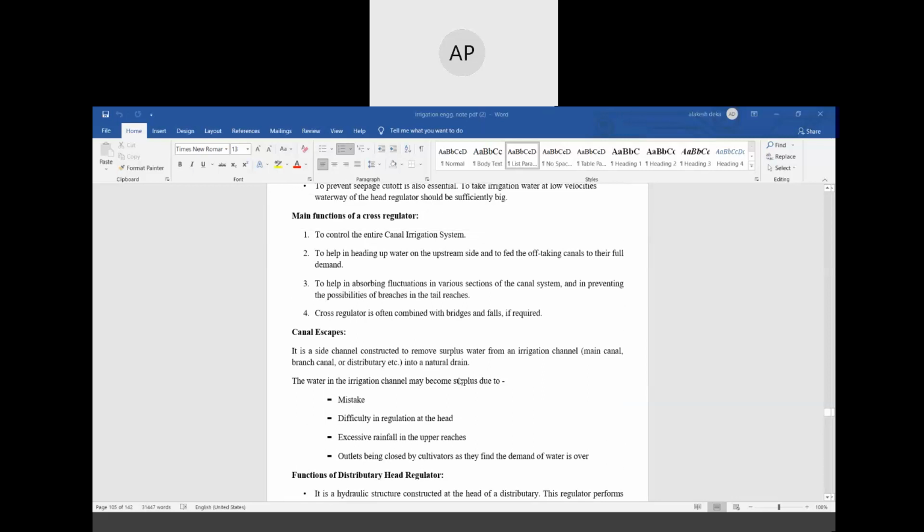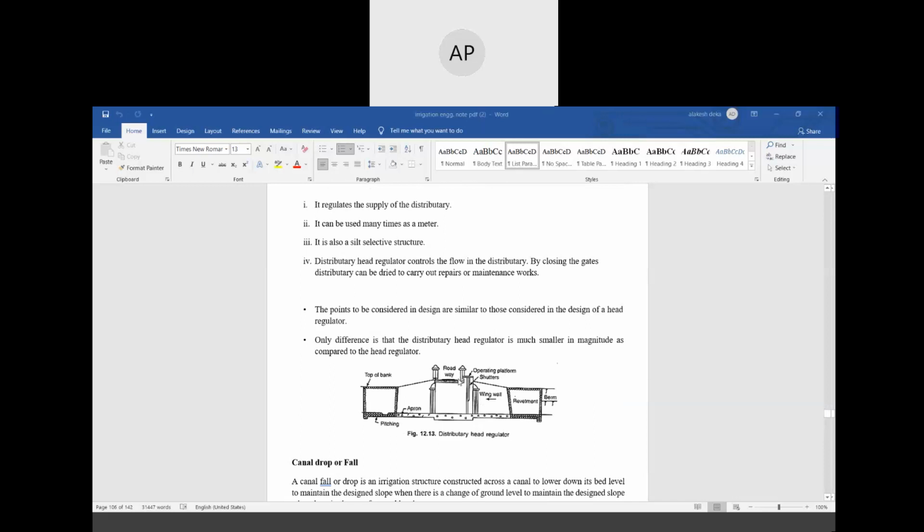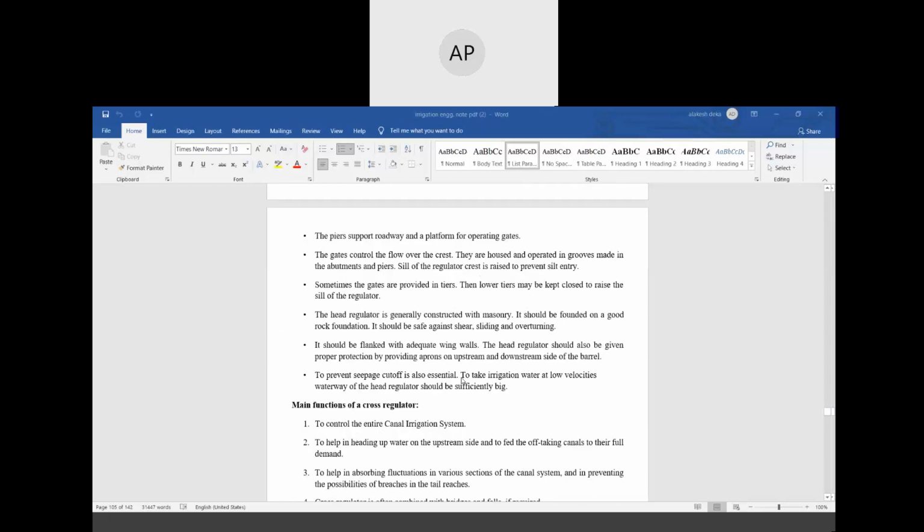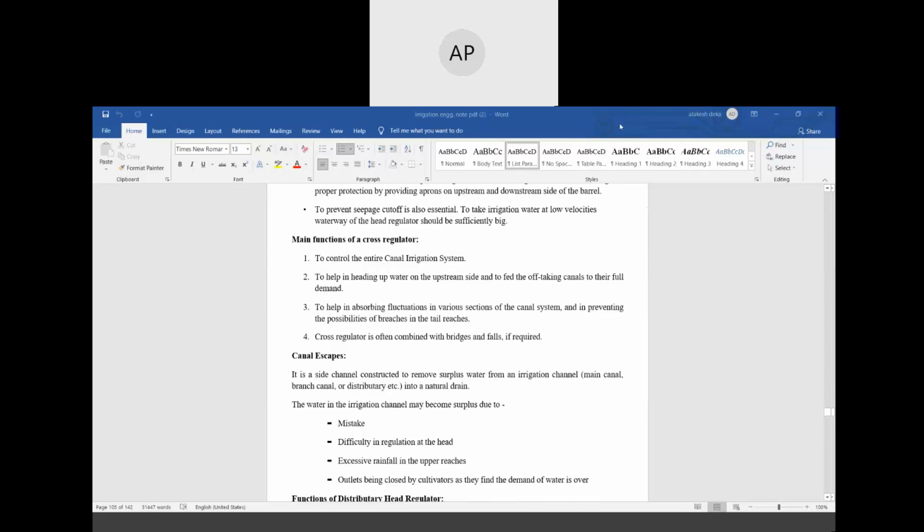Next is the cross regulator. Generally, the main function of a cross regulator is to control the entire canal irrigation system. It also helps in heading up the water on the upstream side and to feed the off-taking canals to their full demand. Next, it helps in absorbing fluctuations in various sections of the canal system and prevents the possibilities of breaches in the tail reaches. A cross regulator is often combined with a bridge and falls if required.